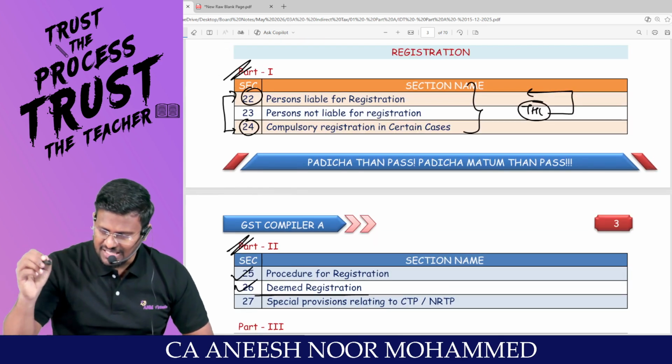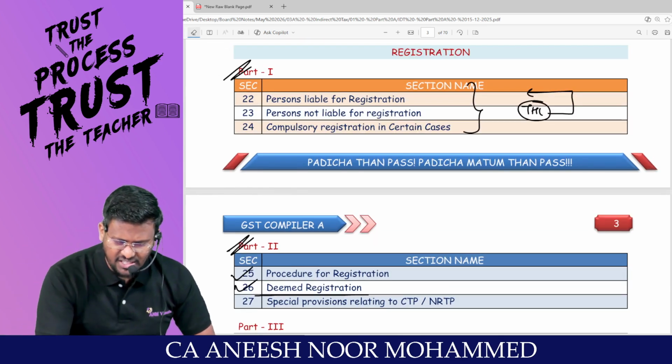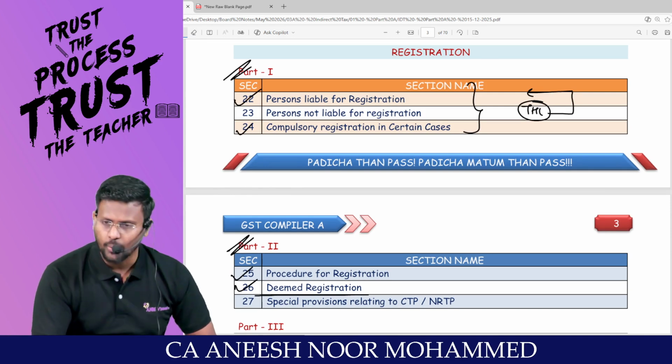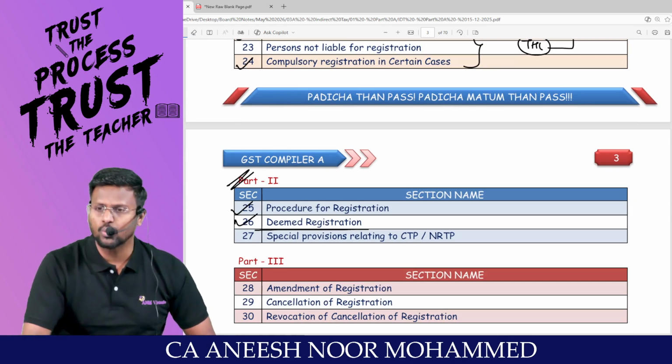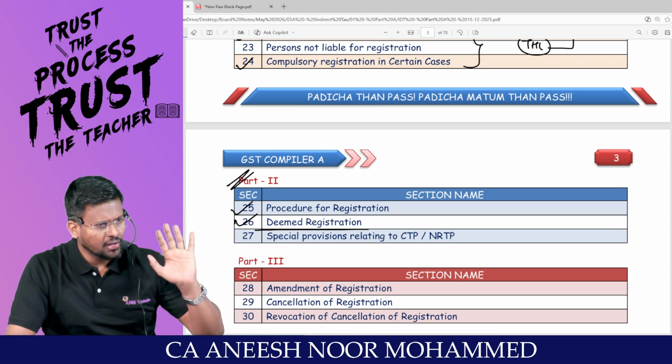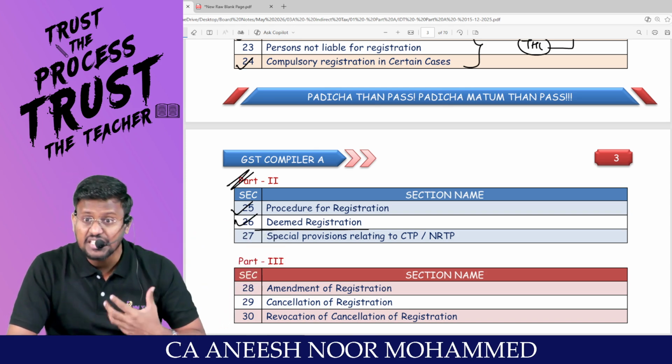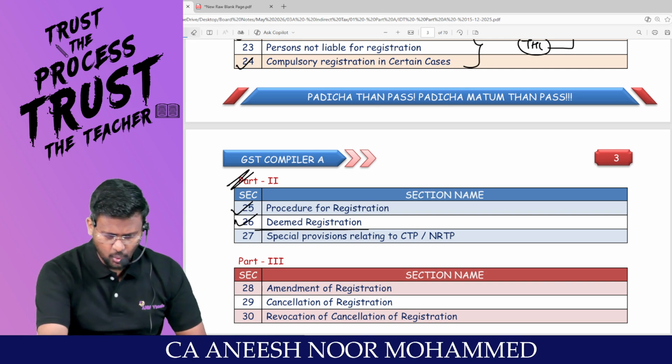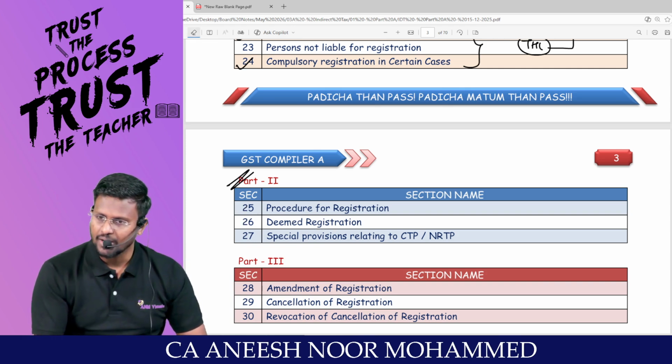So if an assessee, a taxpayer, falls under section 22 or 24, he has to travel through section 25. What is section 25? Procedure for registration. What is section 26? Deemed registration. Are you all with me?